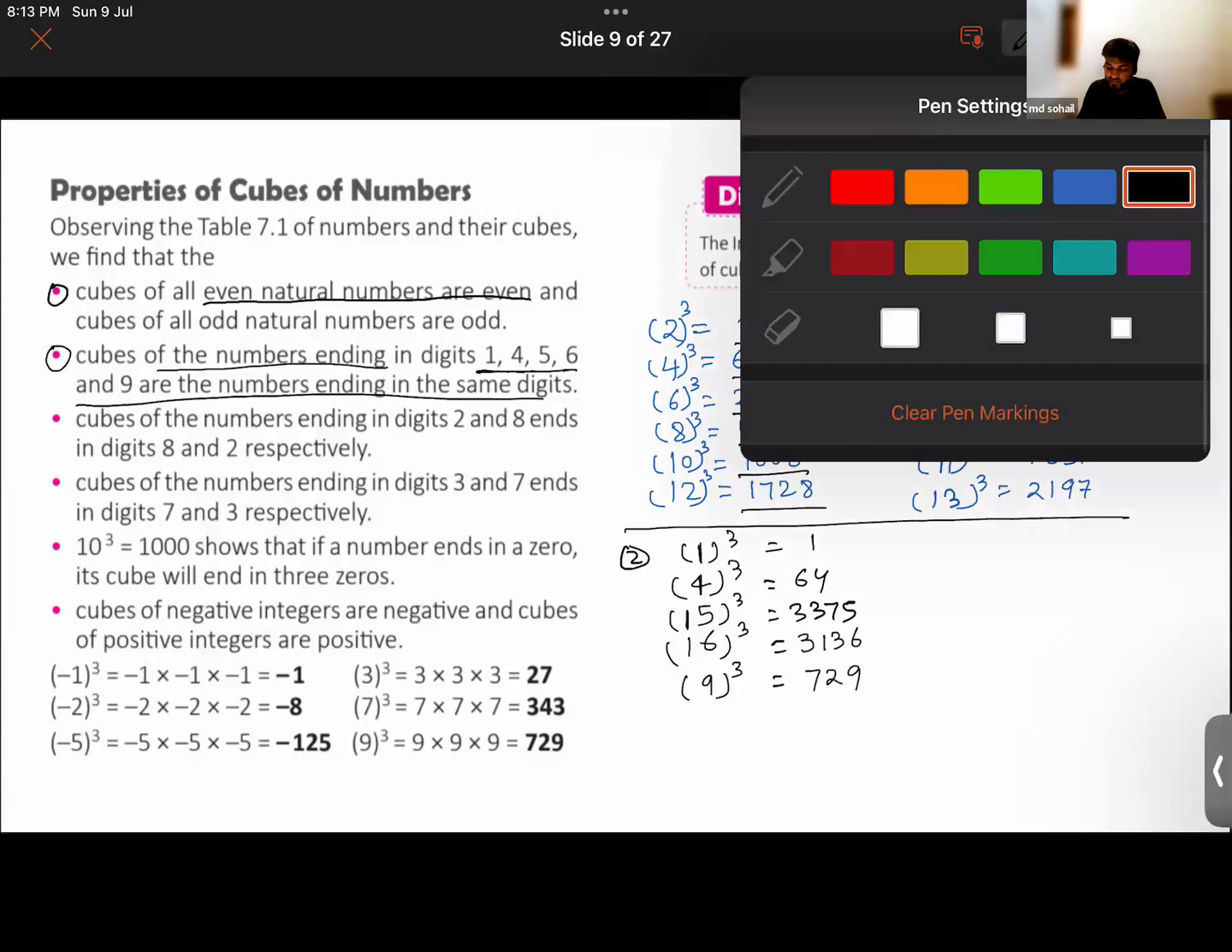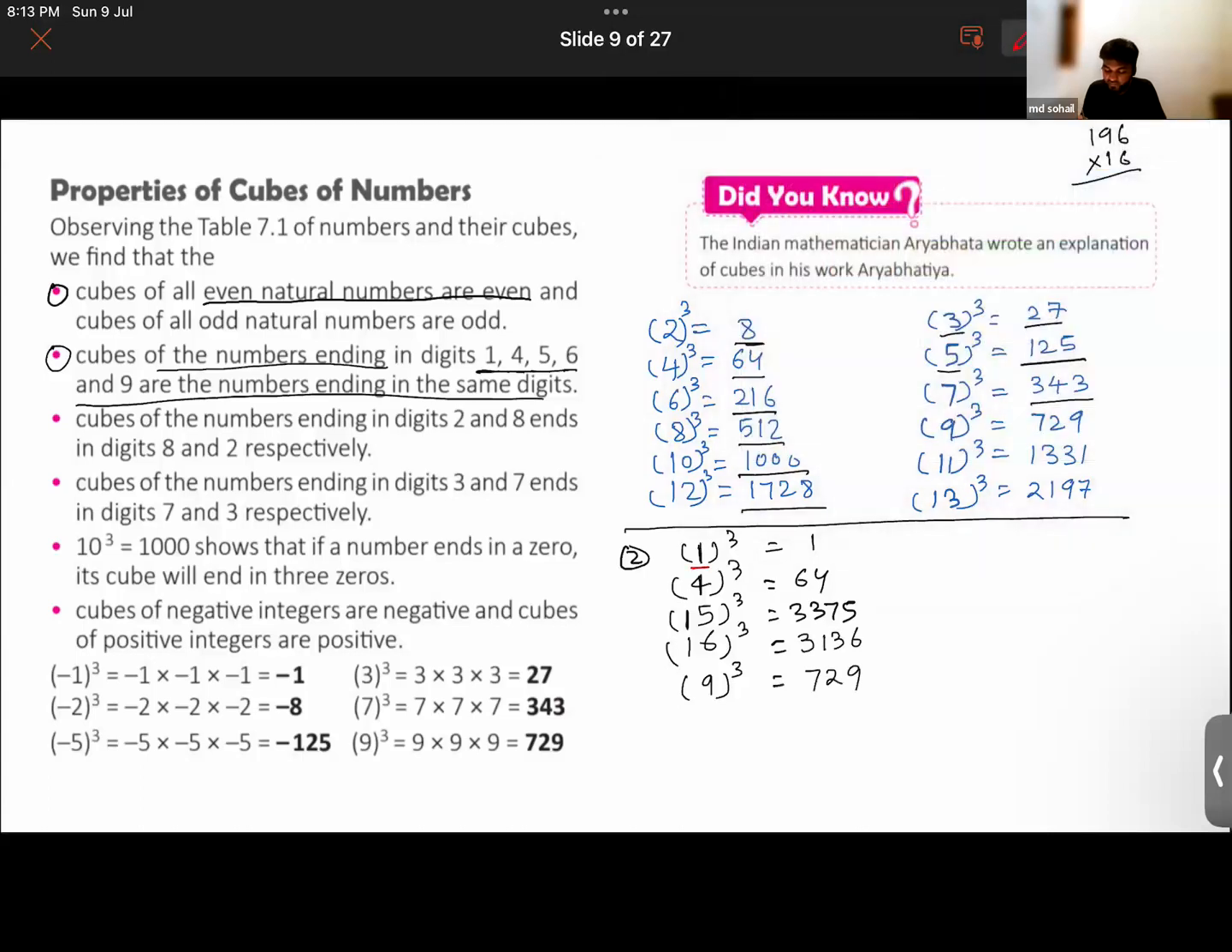What do you notice in the unit digit of the numbers? The unit digit of the number 1 and its cube are both the same. Same is for 4: its unit digit is 4 and the unit digit of its cube is also 4. What about 15? Its unit digit is 5 while its cube's is also 5. Same goes for 16 and 9. So the second property says that cubes of numbers that end in digits like 1, 4, 5, 6, or 9 also end in the same digits.